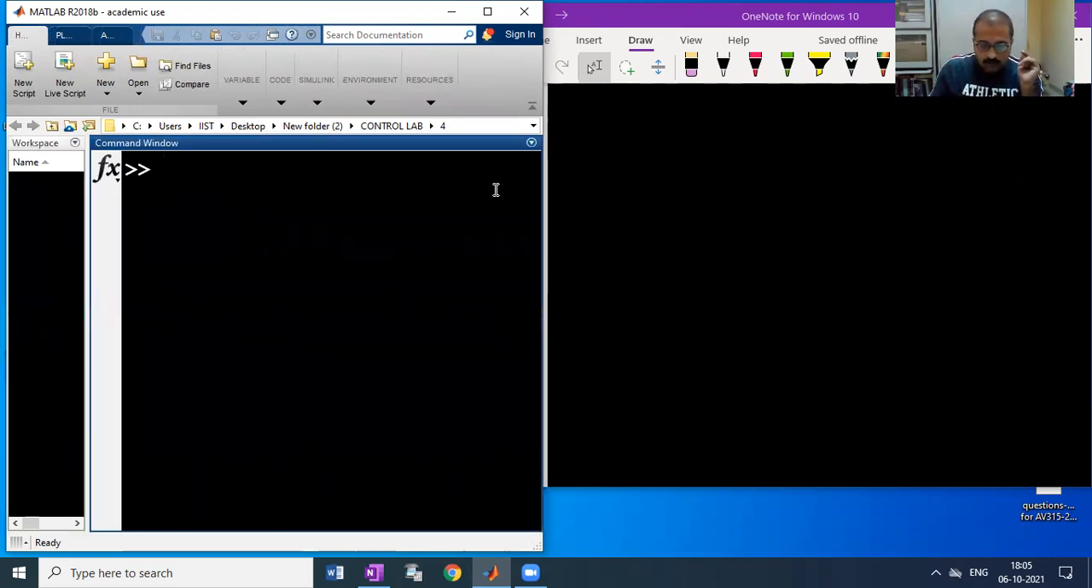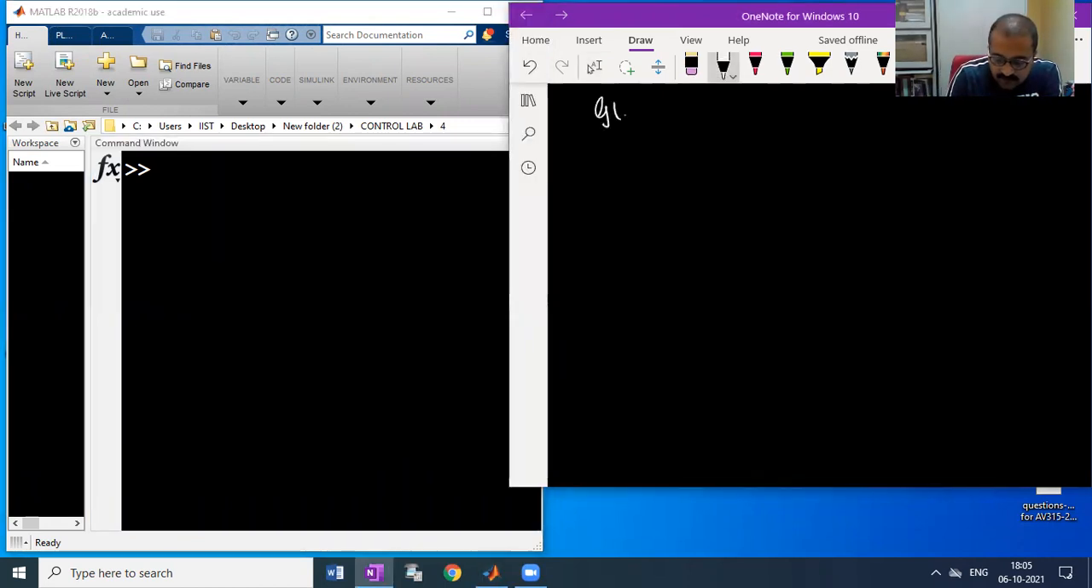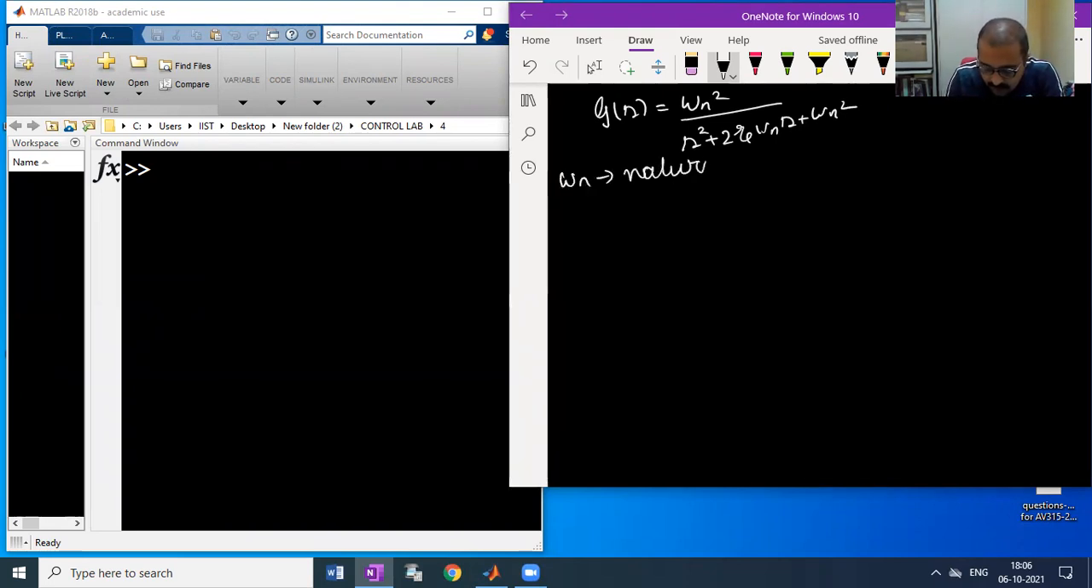Okay, so we had seen what is a second order system. The standard form of a second order system is like this: G of s equals omega n square divided by s square plus 2 zeta omega n s plus omega n square. Okay, what is omega n called? Omega n is called the undamped natural frequency. And zeta is called the damping ratio.